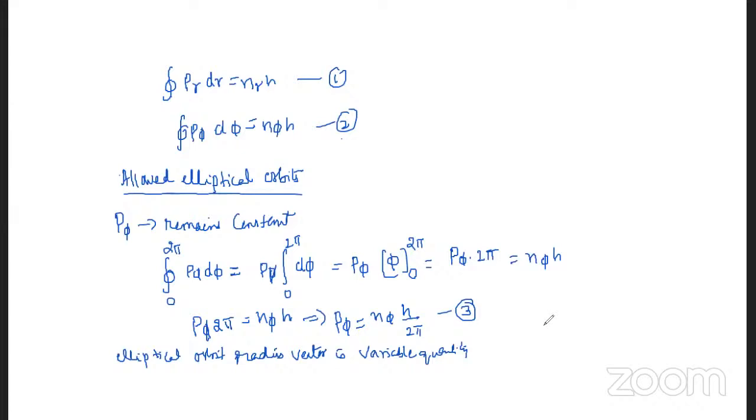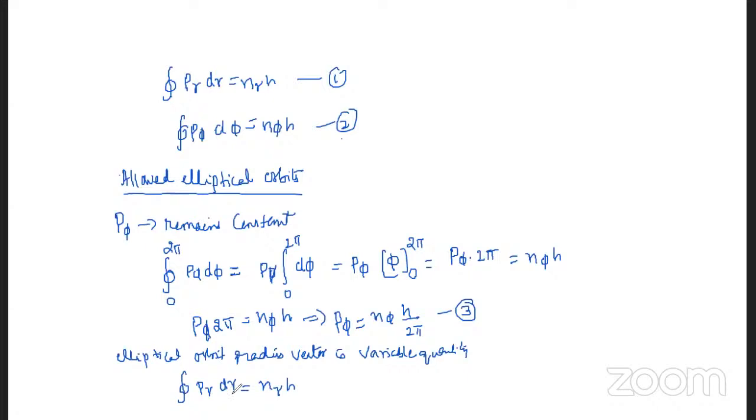So therefore, corresponding to the radius vector, we have the equation: the integration of PR dr is equal to nr h. Now we'll move on. As in the previous one, the integration of PR dr is equal to nr h. Now we'll consider the value of PR.